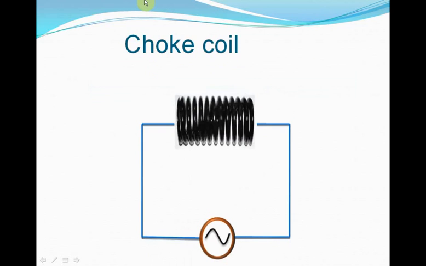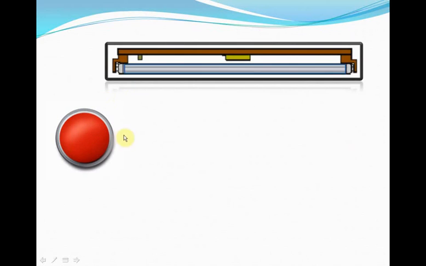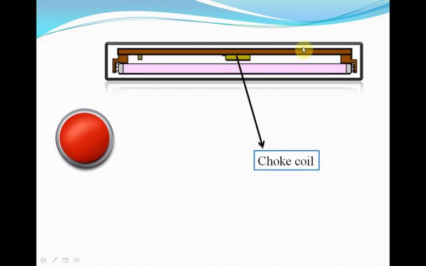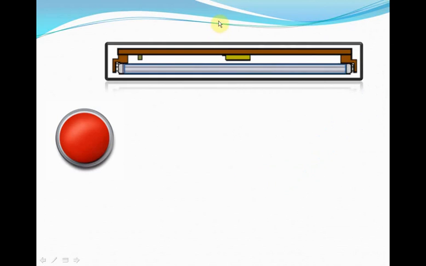Now if you take a tube light and if I switch on this tube light, this one that you see here, the tube light is getting switched on. This box here, remember the box that's present in all tube lights, is the choke coil. The choke coil basically consists of an inductor, as I just told you.